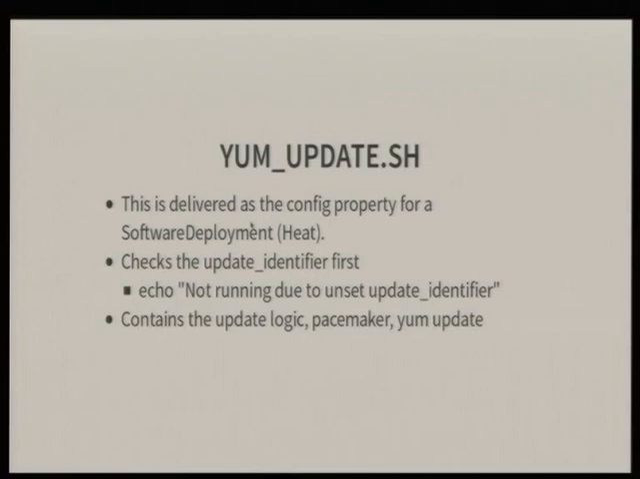Yum update, the very first thing it does is check that update identifier. If the update identifier by default is empty, it's just an empty string. If it's not set to a timestamp, which is what we're using currently, I think, then nothing happens on that node. So the update identifier is set on the given node that we want to update at the given time, and then the yum update.sh contains just that logic. Bring the Pacemaker cluster down, run the yum update, and then bring Pacemaker back up on that node. Bring all the services back up on that node with Pacemaker.